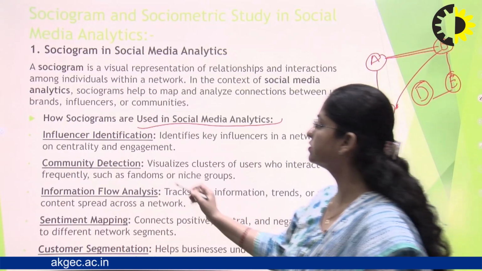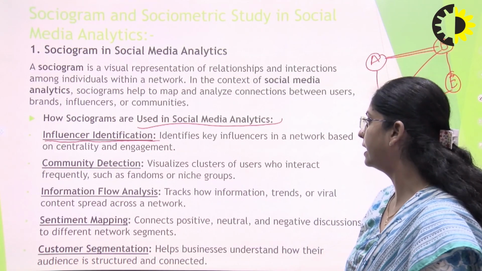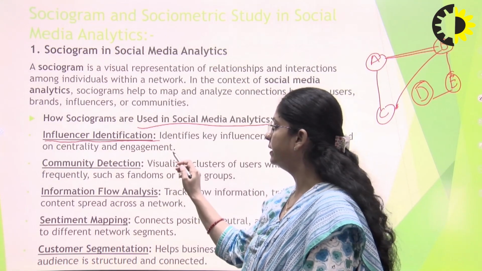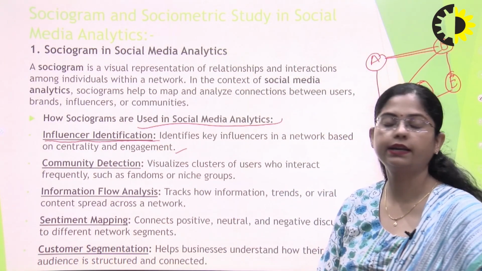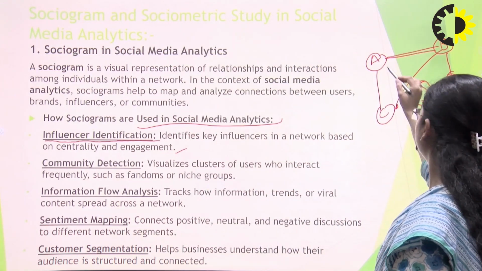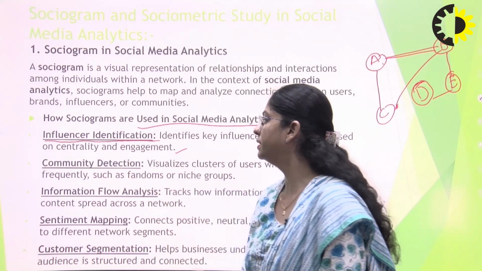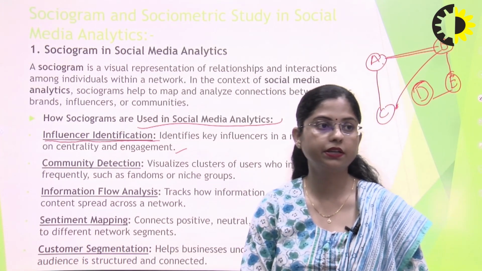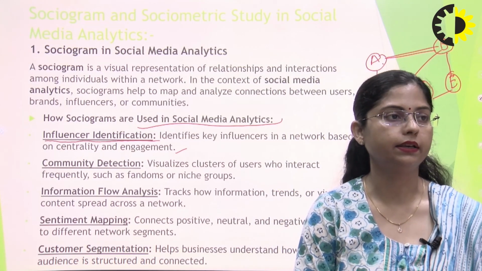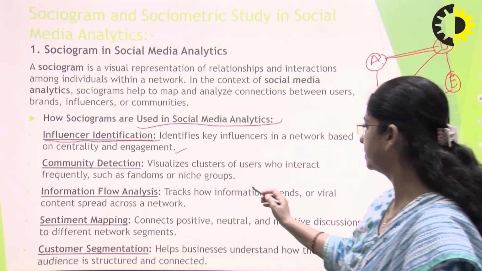On the basis of influence identification. What? Influence identification. Identify key influencers in a network based on centrality and engagement. So on the basis of influence identification, we'll find out the relation between A to D. Next is community detection. What is community detection? That is visualizing clusters of users who interact frequently, such as fandoms or different groups.